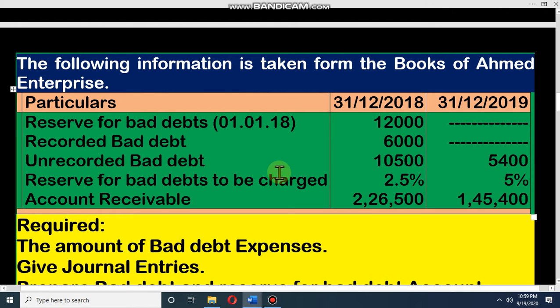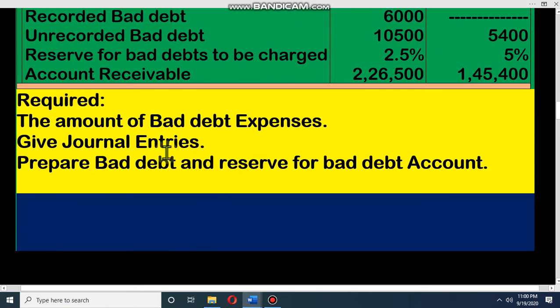Dear student, this is a board question taken from the Dhaka board. The following information is taken from the books of Ahmed Enterprise. We have been given reserve for bad debt. You know that another name for reserve for bad debt is provision for bad debt or doubtful debt. Recorded bad debt, unrecorded bad debt, reserve for bad debt to be charged, and account receivable are given for 2018 and 2019. From this you have to calculate bad debt expenses, give journal entries, and prepare the bad debt and reserve for bad debt accounts.